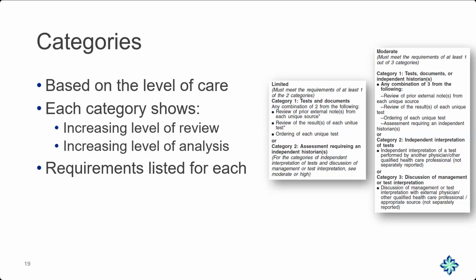So for instance, if you're looking at the limited level, you must meet at least one of the two categories listed. You need to meet the category in full. It can be either category, but you need to meet one of those categories. With moderate, you have to meet at least one out of the three categories, and the categories outline the requirements. So again, you're looking at the entire category, not just part of it, and you do need to meet that in order to utilize that level or count that level of data.